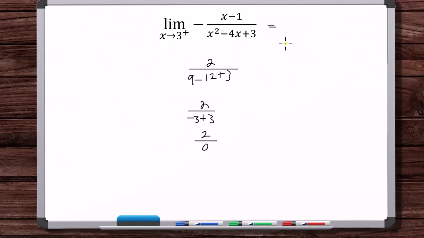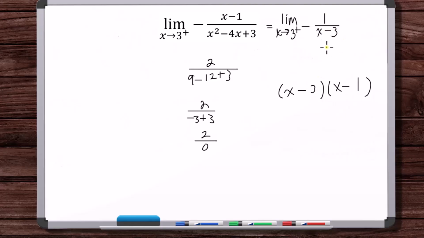So let's see if we can factor the denominator to make this a little bit easier. 3, 1. Okay, so there we go. We've got, and then the x minus 1's cancel, so that there still is a hole in this graph at x equals 1, but we're not concerned with that, right? Because we're analyzing as x approaches 3 from the right.